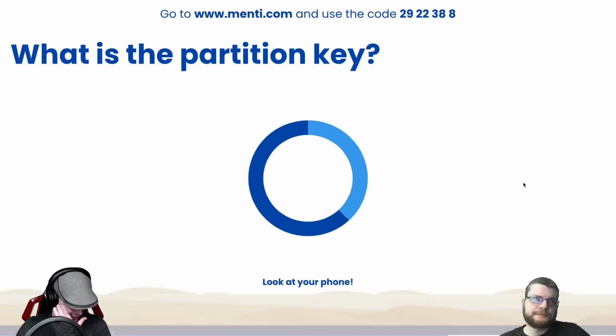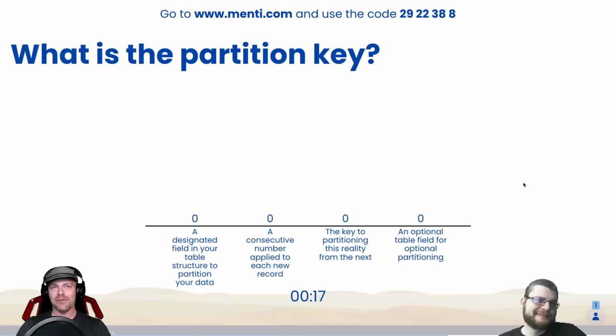The song has rubber duckies in it. It makes me laugh. What is the partition key? A designated field in your table structure to partition your data. A consecutive number applied to each new record. The key to partitioning this reality from the next. An optional table field for optional partitioning.